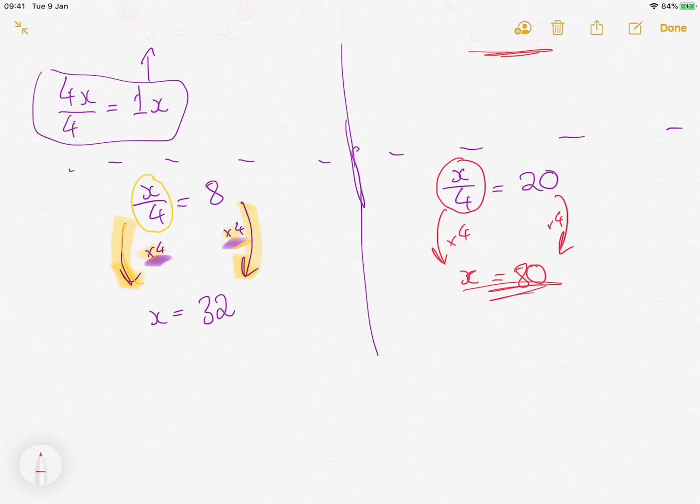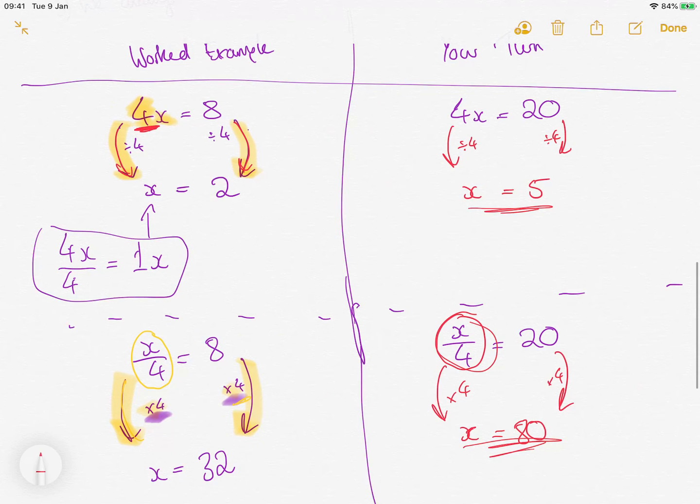And again, like I said, you may just be able to see, well, it's got to be 80 because 80 divided by 4 is 20. But I'm giving you this method to get used to it, because when this gets harder, you'll definitely need a method to fall back on.